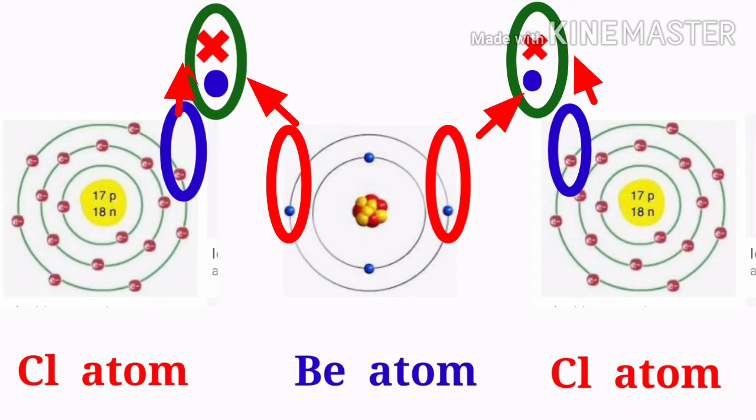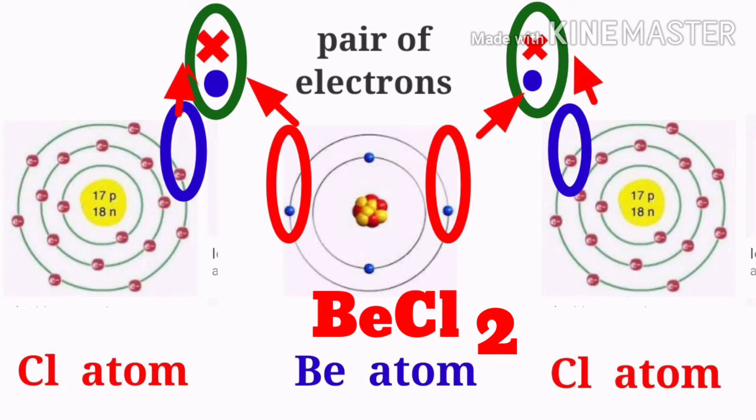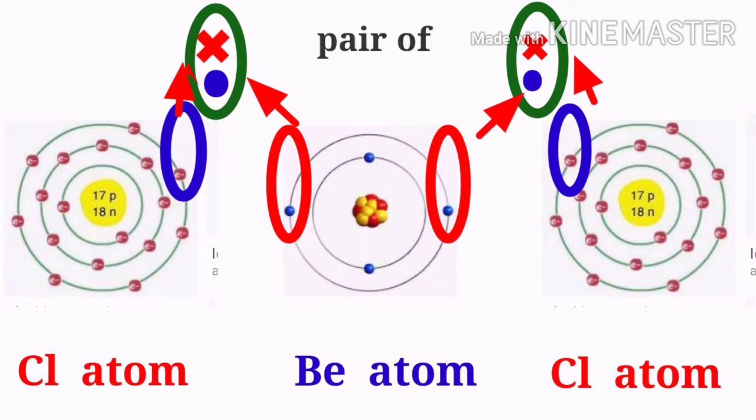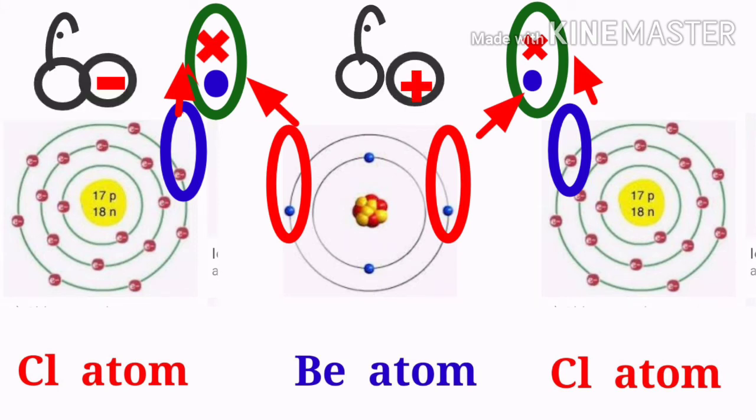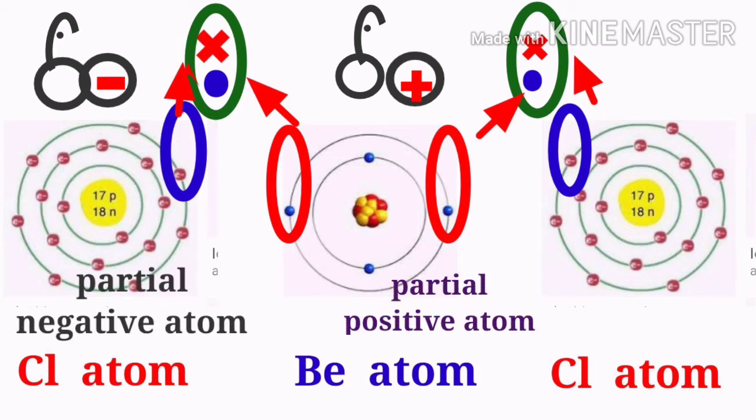Beryllium gives 2 electrons, one to each atom of chlorine. Each chlorine atom gives 1 electron, forming 2 pairs of electrons. The chlorine atom attracts the covalent bond more than the beryllium atom. So, beryllium is a positively charged atom. Hence, beryllium gains electropositivity.